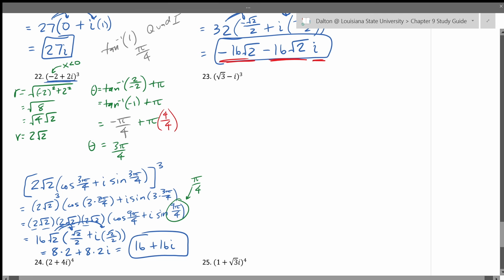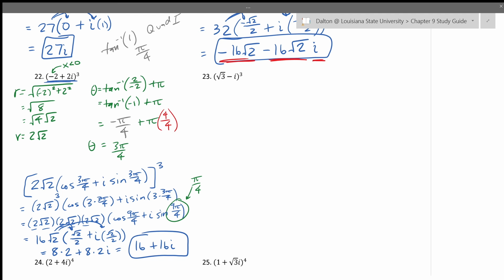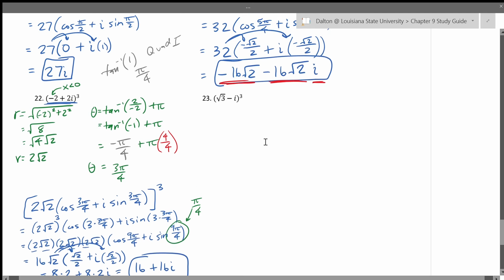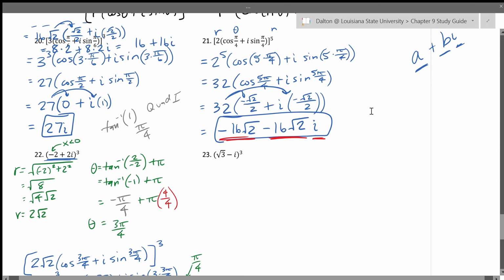Let's do another, number 23. Again, the first thing we got to do is find r and theta to convert this to polar form first. So r will equal the square root of 3 squared plus -1 squared. Well, the square root of 3 squared is just 3, and then -1 squared is 1. So that's going to be the square root of 4, which is 2.